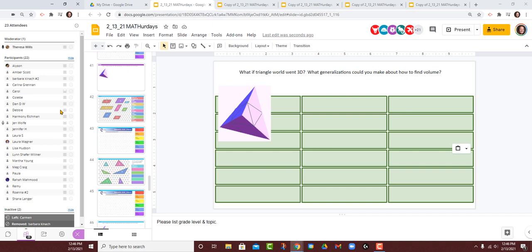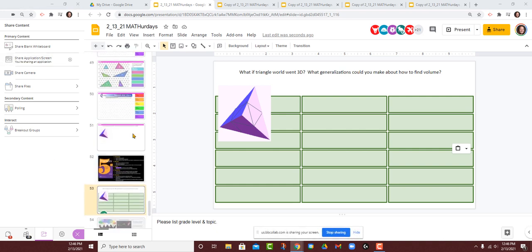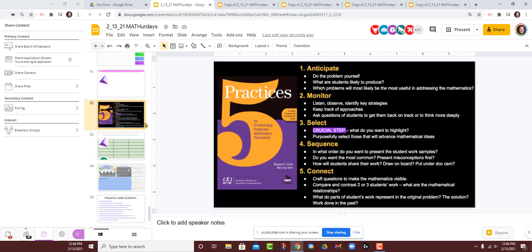All right, so first of all, welcome back and a big pat on your back for the amount of productive struggle that each one of you showcased here today. At this point, I'm going to transition into the math talk, something that I find incredibly important whenever we are doing math problems. I'm on slide 52. This is what I use for my math talk, Smith and Stein's 5 practices.